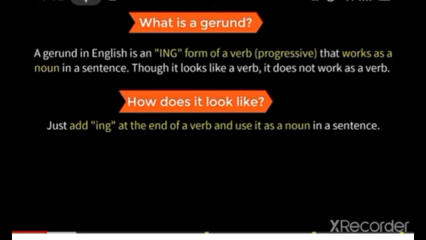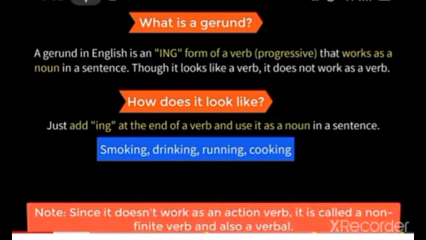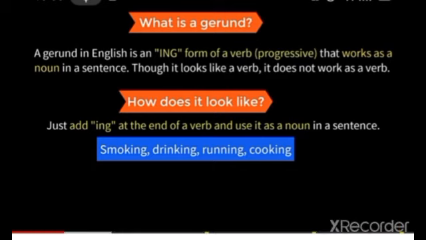How does it look like? When we add ing form of verb at the end of base verb, that becomes a gerund. For example, smoking, drinking, running, cooking. You can see these are ing form of verbs. Apparently these look like verbs, but when we use this form of verb as a noun, it will become a gerund. So keep one thing in your mind: when we use ing form of verb as a noun, that is called gerund.